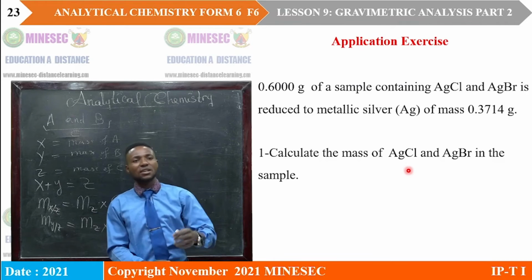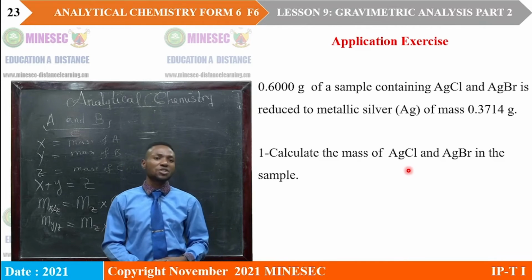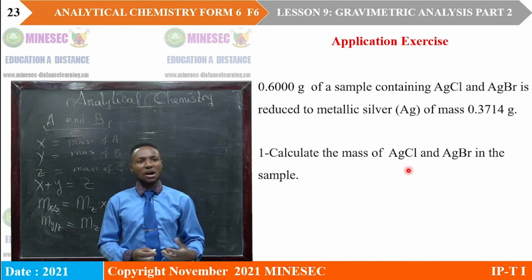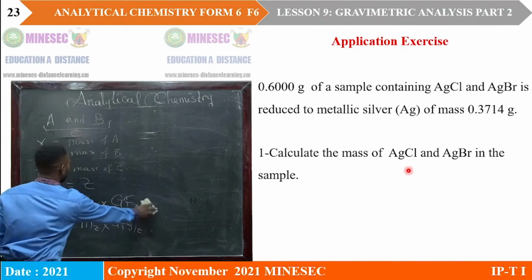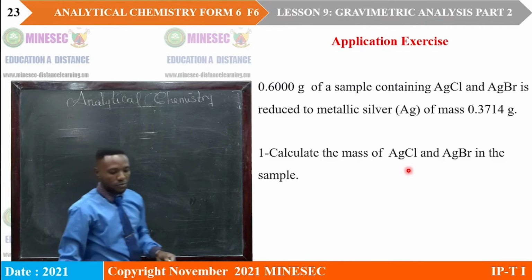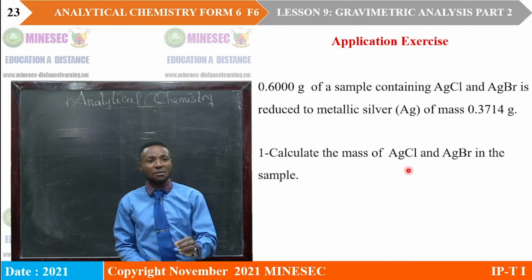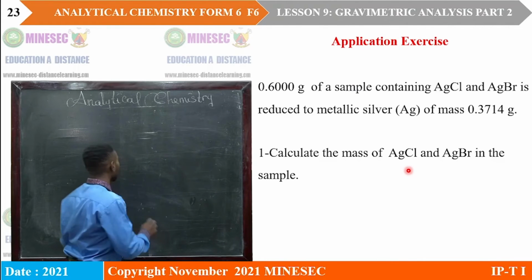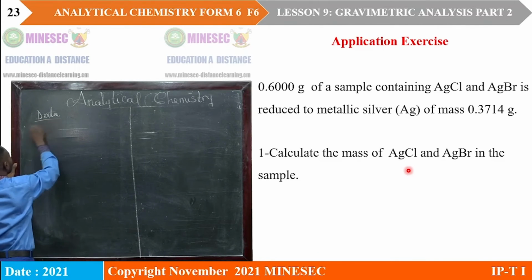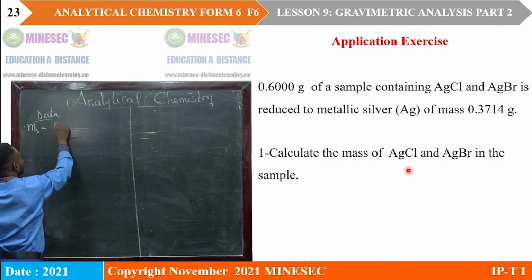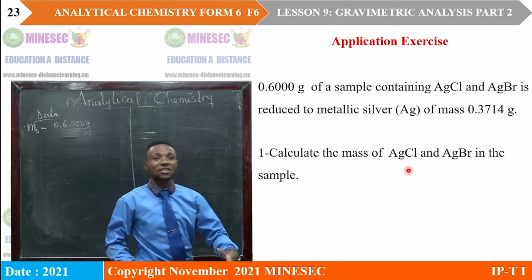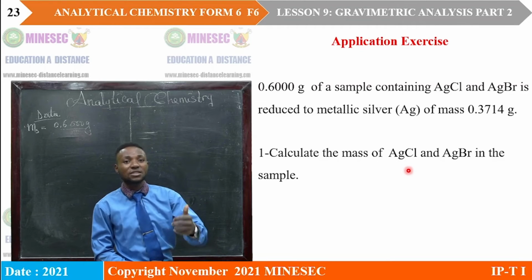Let's look at this exercise, the consolidation exercise, that will permit us to understand what we have said so far. The exercise goes thus, as simple as you can see. We start by writing the data. The mass of the sample is 0.6000 gram. It is a mixture containing silver chloride and silver bromide.